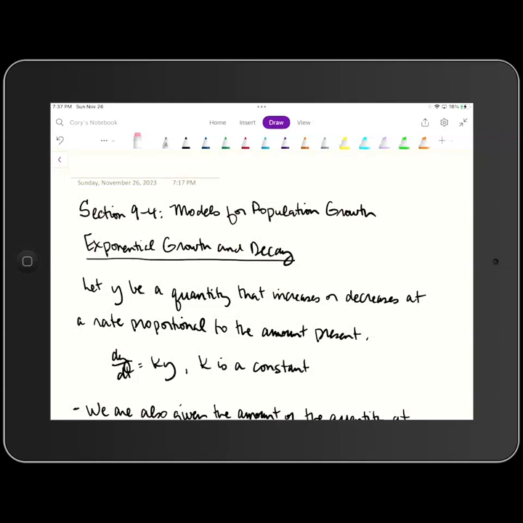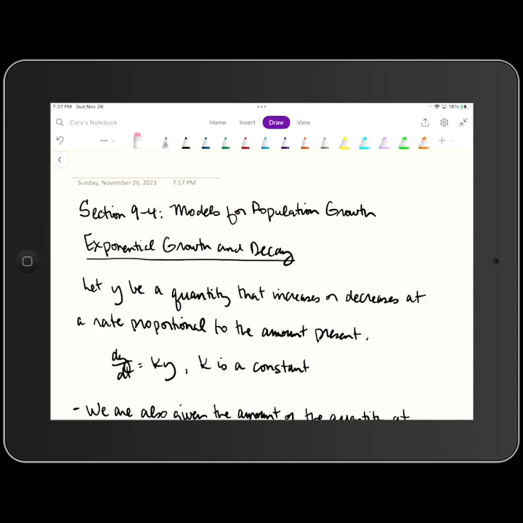Okay, we're going to go ahead and start the last lesson in Chapter 9, which deals with models for population growth. Today we're going to look at exponential growth and decay and half-life. And then to wrap this lesson up, we'll take a look at logistic growth later on.